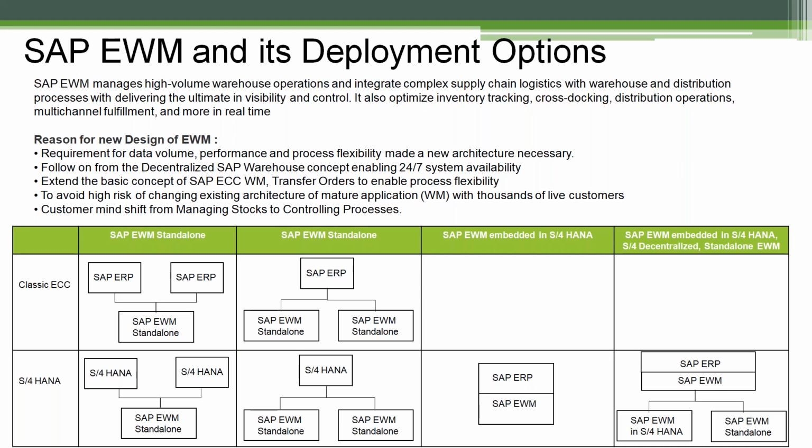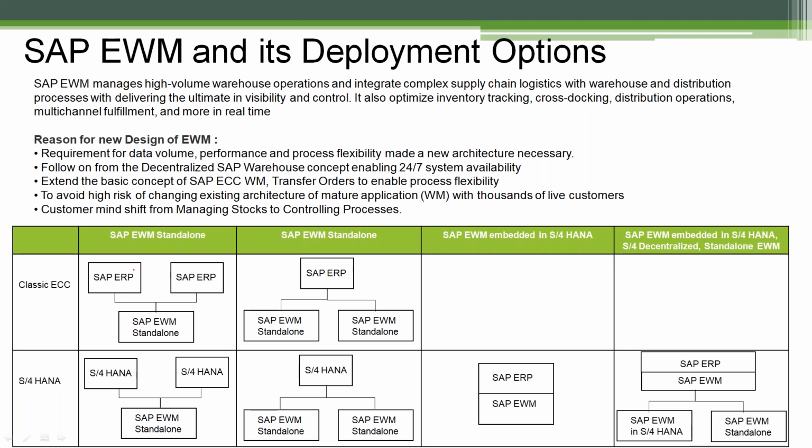It not only stores your stock, it also helps you optimize your inventory tracking, and helps you with cross-docking operations, distribution operations, and multi-channel fulfillment in real time. The reason SAP brought in EWM, even though it also had a warehouse management solution, is high data volume, better performance and flexibility requirements. There was a need to make a new architecture.